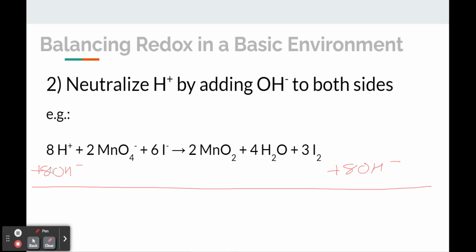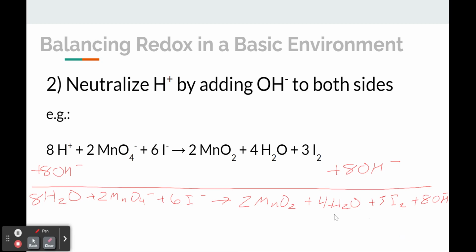And so now the H plus and the OH minus, that's an acid-base neutralization that occurs. That's going to give me 8 waters. Plus I have my 2 MnO4 minus, my 6 I minus, making 2 MnO2 and 4 water, 3 I2, and the 8 OH minus that I had to add.